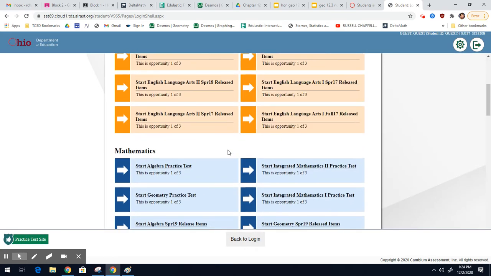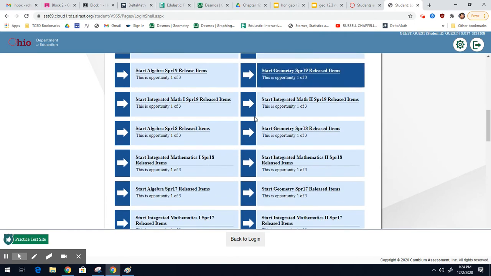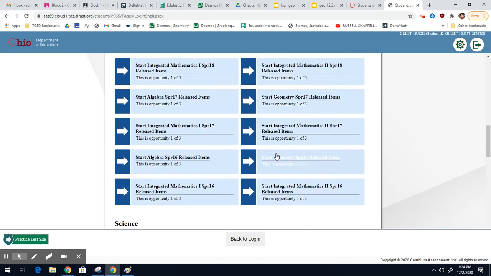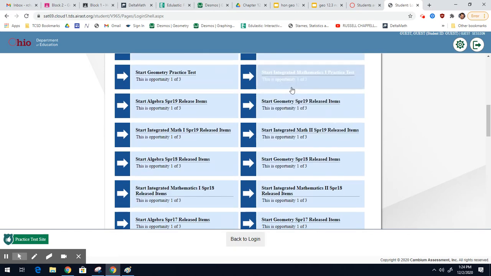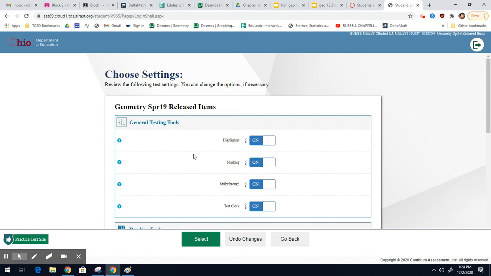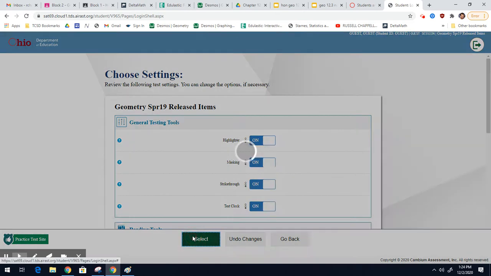Now, you have to take the Language Arts 10 test. So there's practice opportunities there, which maybe your English teacher has shown you. You also have to take the social studies. There's U.S. history ones here as well, okay? But we're going to look at the math that's in blue. I'm going to look at the spring 2019 released items. So when you do that, choose settings, just click select.